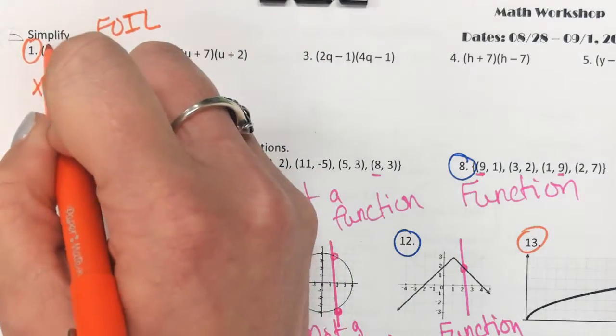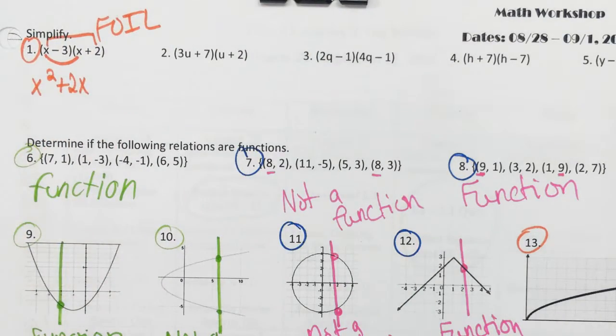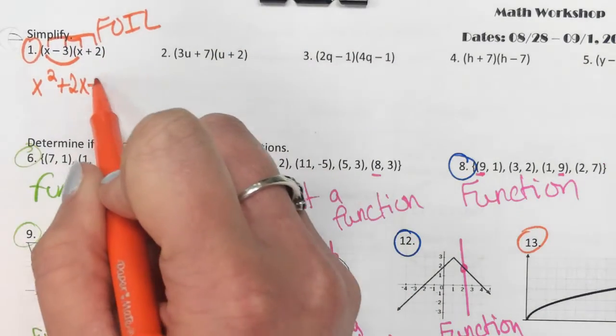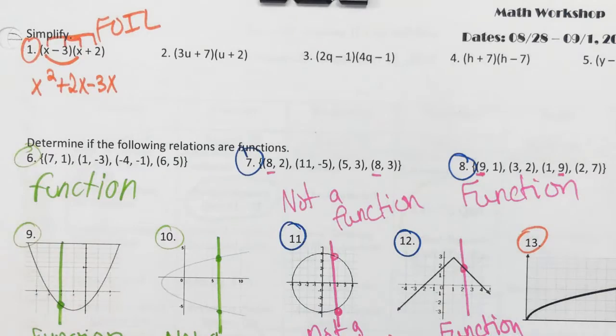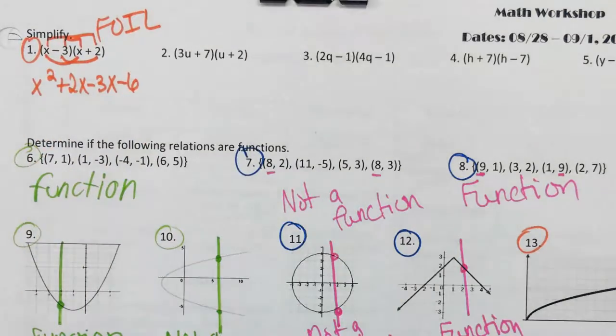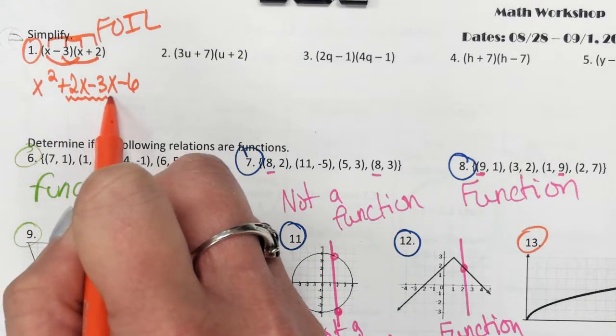x and 2. Multiply them and you get 2x. What's your inner? Negative 3x. Mario, I see you. I'll be with you in a minute, okay? And then what's your last? Negative 3 times 2, negative 6. There you go. And if you do it correctly, every single time, these guys right here will combine.